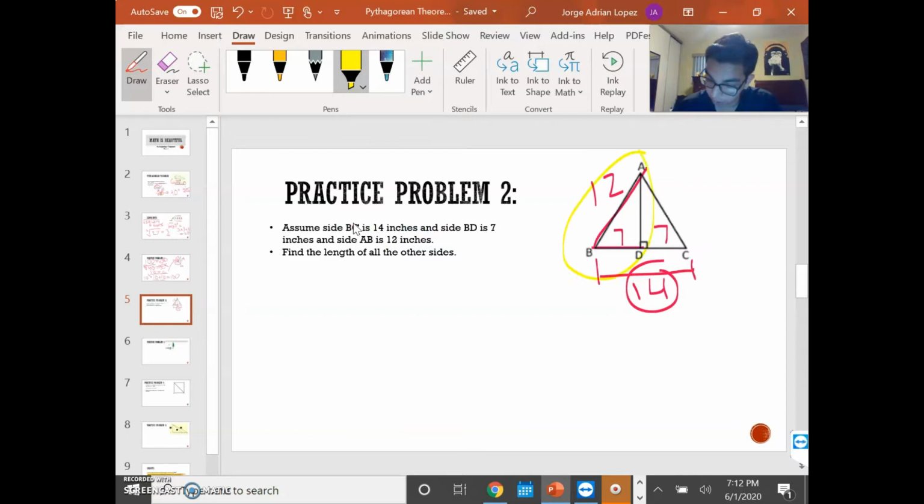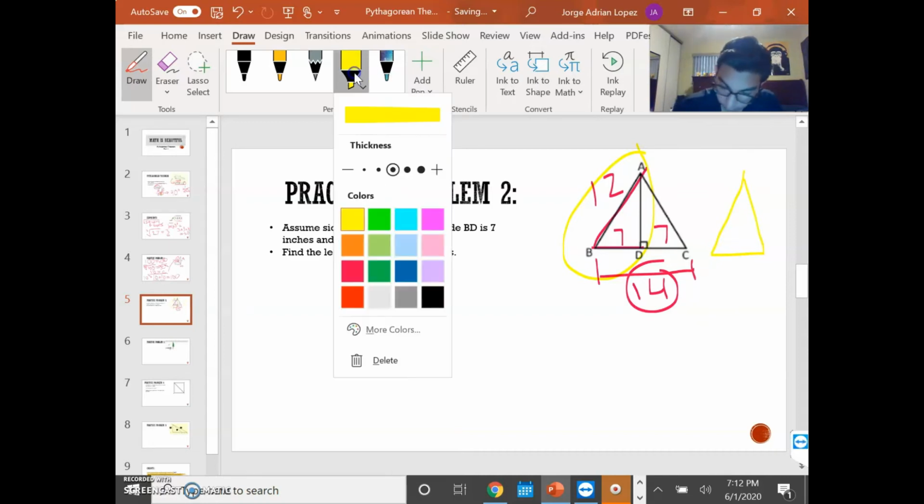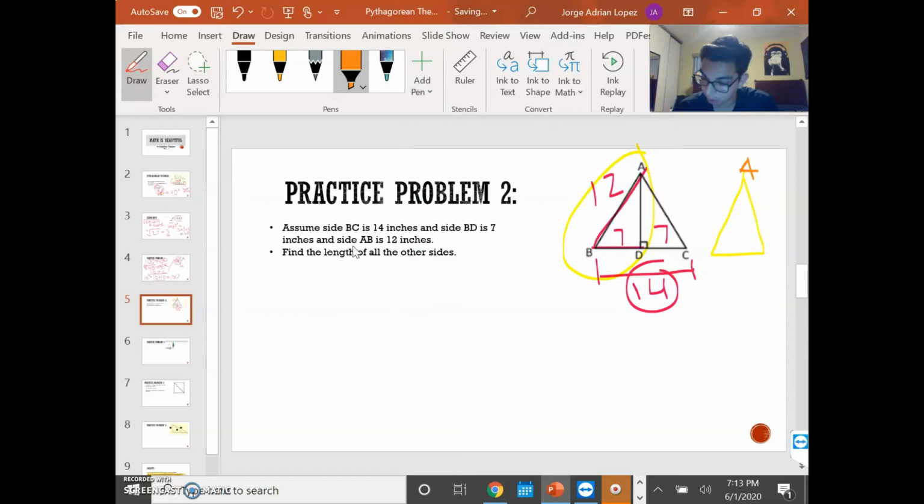Let's figure out this part of the triangle. Let's figure out the side, A, B, and D. Here's the right angle. And now we know that 12 is A to B and 7 is B to D. But we don't know this side. Let's call that X.